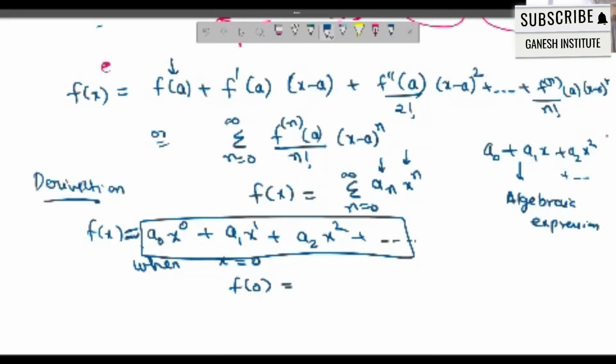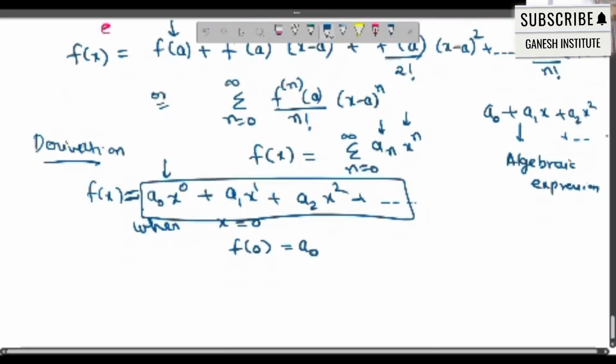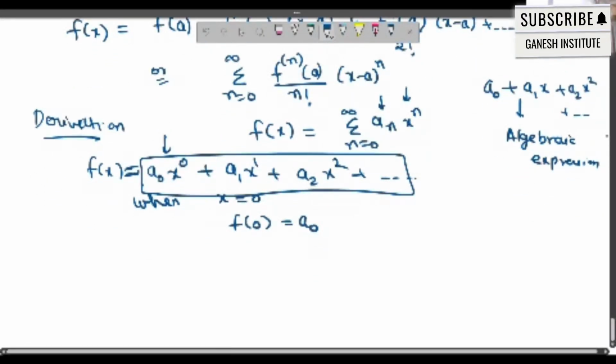Check again. You are only putting x as 0. So this is 0, this is 0. But what about this term? Oh, x is 0, so this coefficient is left, right? Yes, a0.